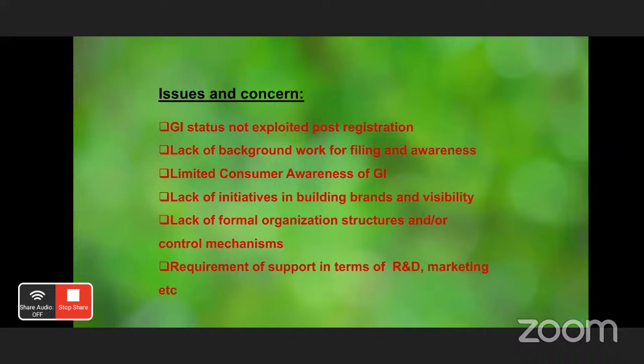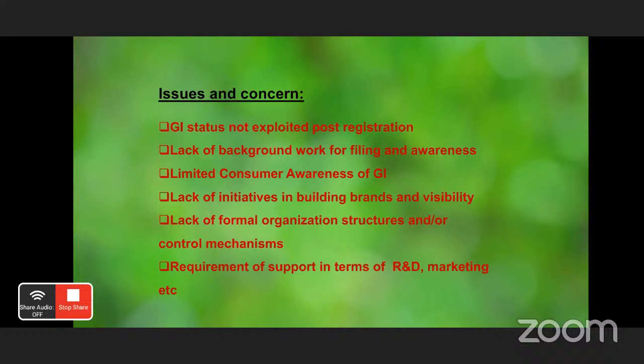So these are some issues and concerns. GI status is not exploited post-registration. Once we obtain the registration, then we have the capacity to exploit the GI status, okay? So post-registration, how to build the brand, how to exploit the market, how to go for exporting of the GI tech products. These things we need to streamline.